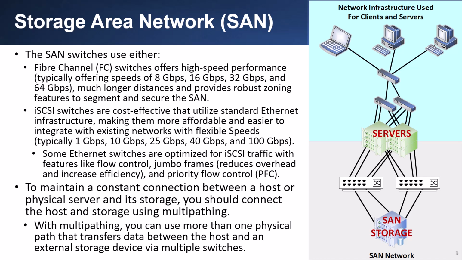Some Ethernet switches are optimized for iSCSI traffic with features like flow control, jumbo frames, which reduce overhead and increase efficiency, and priority flow control. To maintain a constant connection between a host or physical server and its storage, you should connect the host and storage using multipathing. With multipathing, you can use more than one physical path that transfers data between the host and an external storage device via multiple switches.